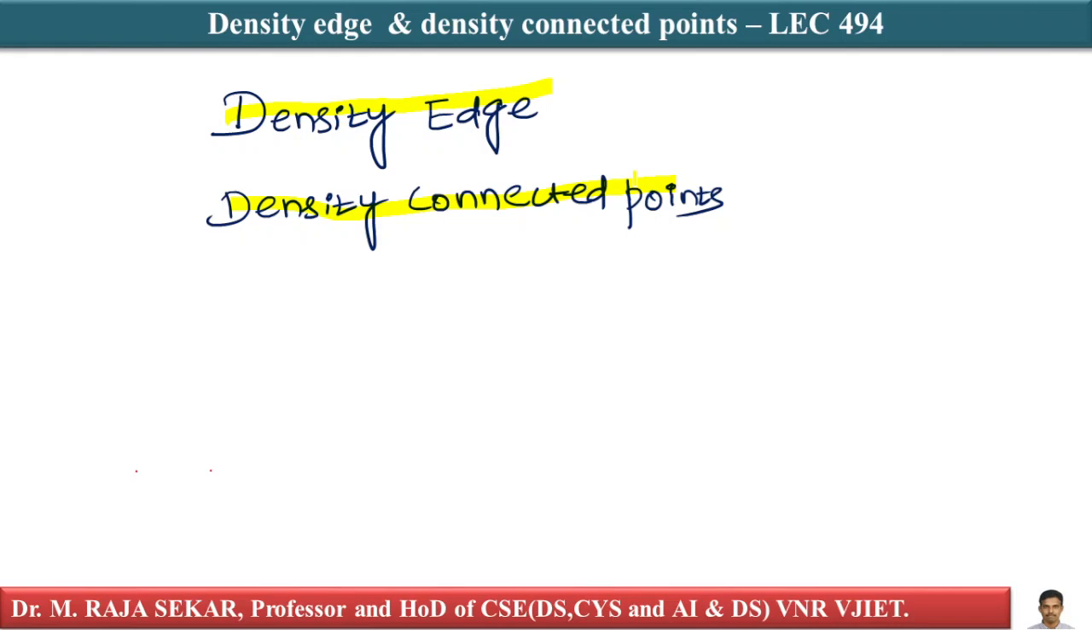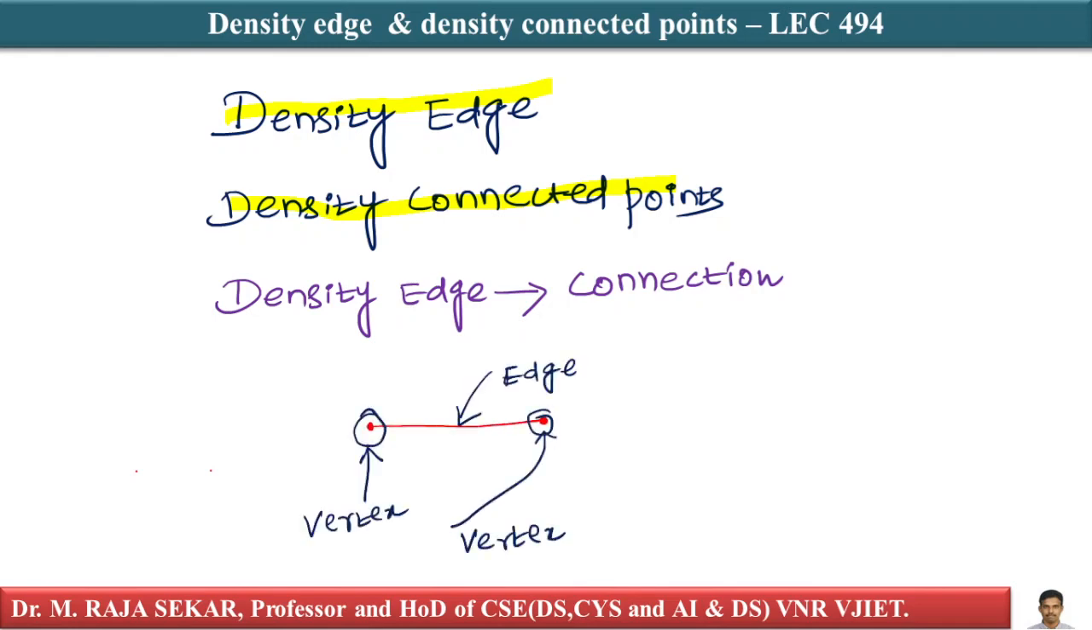First, let's look at the idea of density edge. So what is the density edge? An edge is nothing but a connection, isn't it? Edge means a connection. The term edge comes from graph theory. Whenever we represent things as a graph, we call each of them a vertex. This is a vertex, this is a vertex. If you have two vertices, then we connect them with an edge or a connection. This connection is known as an edge.